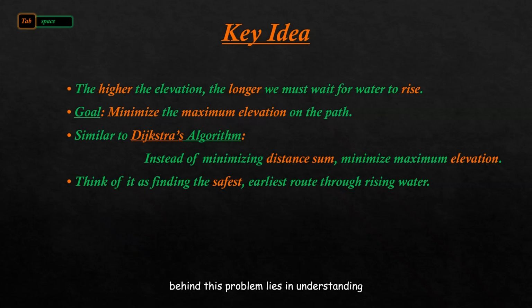The intuition behind this problem lies in understanding how the flood progresses. As water rises, more and more cells become accessible. At first, only the lowest elevations are available, but as time increases, paths open up through higher ground. Our goal is not to minimize distance or even time directly, but to minimize the maximum elevation we have to pass through on our path. We can think of it as finding the safest route, one that doesn't force us to climb to very high terrain early.